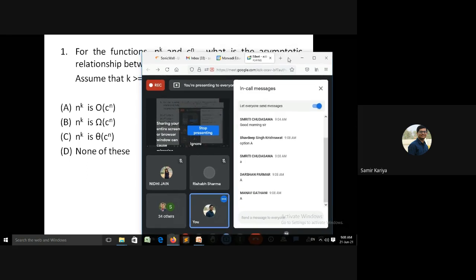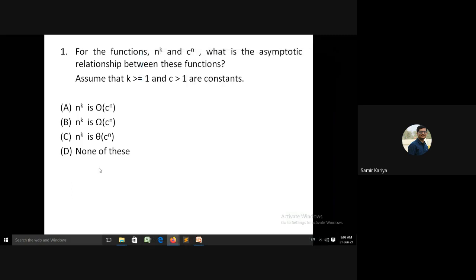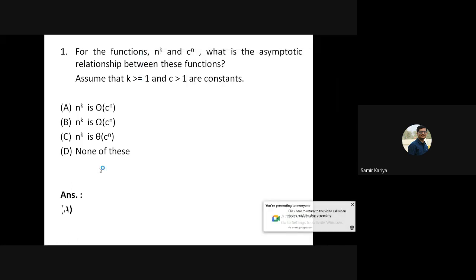Yes, answer A is the correct answer, because we know that between n raised to k and c raised to n, c raised to n is greater. So we always write the order, because this is the upper bound compared to the given function. Okay, guys, now next one. Your option A is the correct answer.